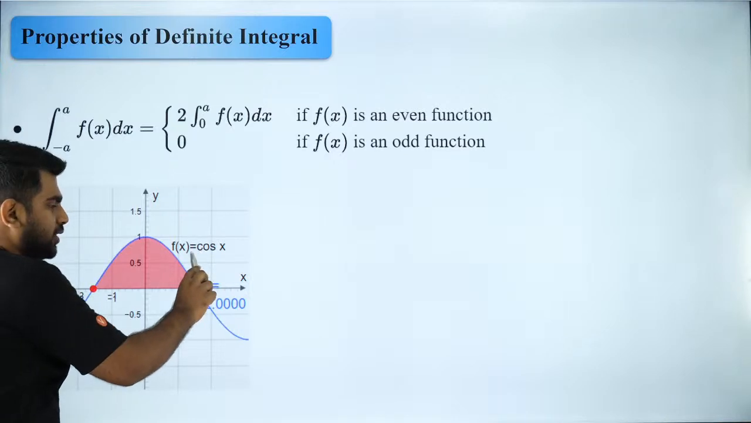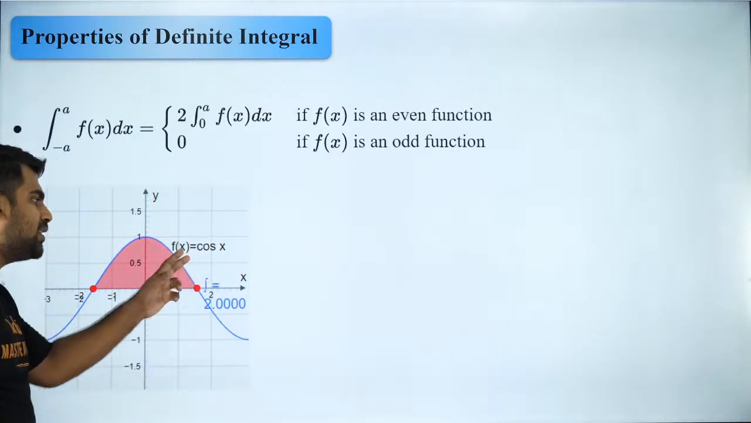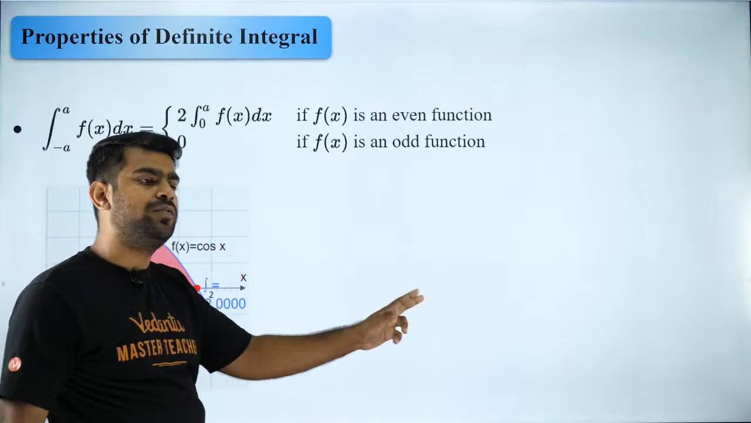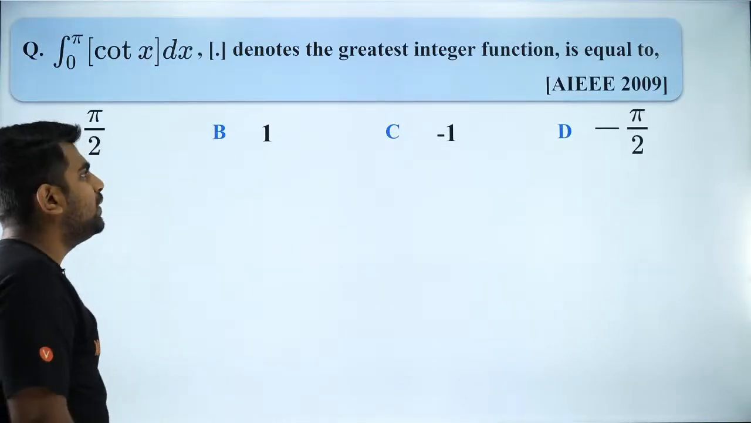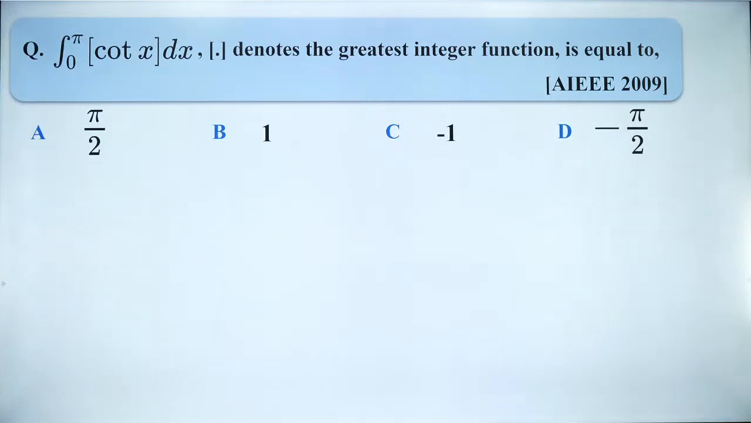Cos x is an even function. Yes, Saurav, cos x is an even function. Sin x is an odd function. Got it? So let's go for this question. Please solve it, guys. Everybody. Let me see if you guys can do it. All of you, please try it out and then let me know.